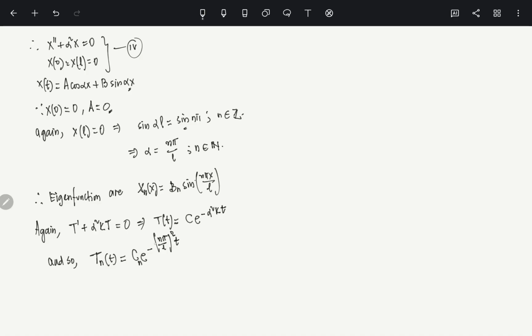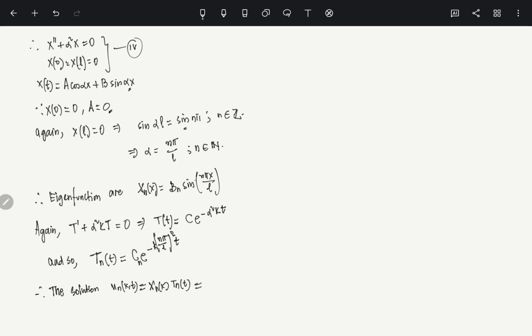What is the k part? K is there. Okay. So that is there. So therefore, what are the non-trivial solutions? Therefore, the non-trivial solutions u_n of x,t will look like this: X_n of x times T_n of t. Clear? Okay, so what is X_n of x?